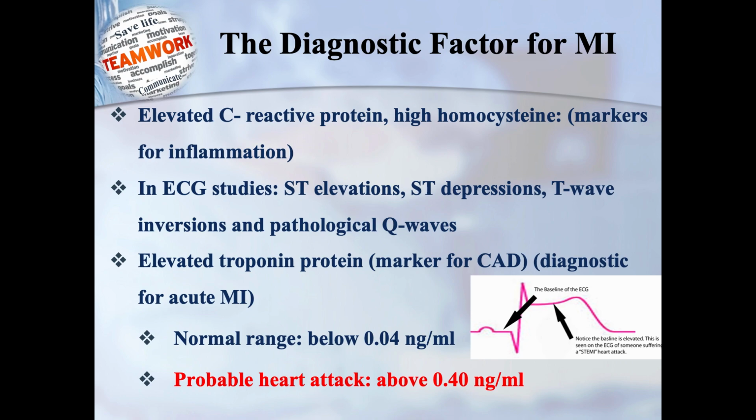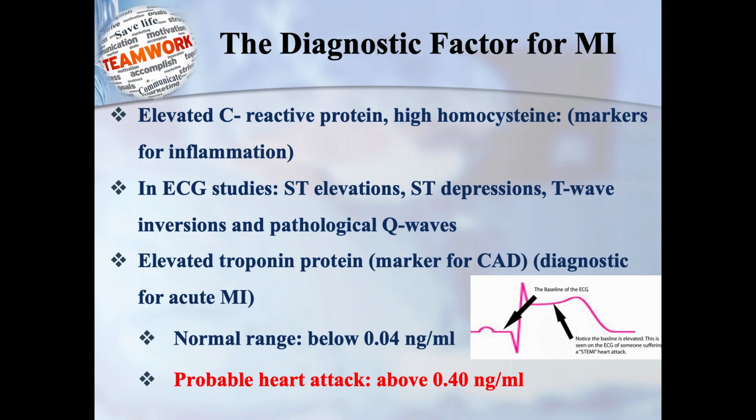On the other hand, elevated troponin protein in blood studies is diagnostic for myocardial infarction and is a great marker for coronary artery disease. Troponin levels are usually so low that standard blood tests are unable to detect them. Even a small increase in troponin can indicate some damage to the heart.